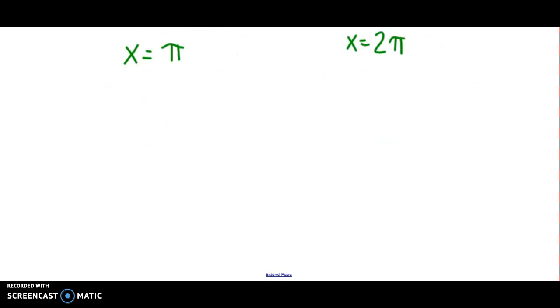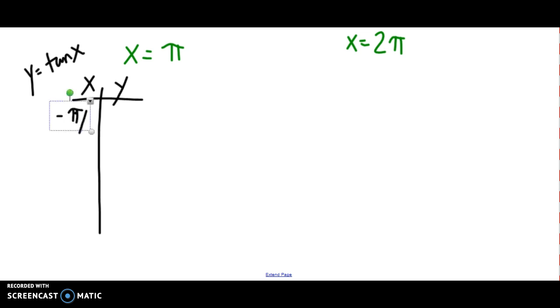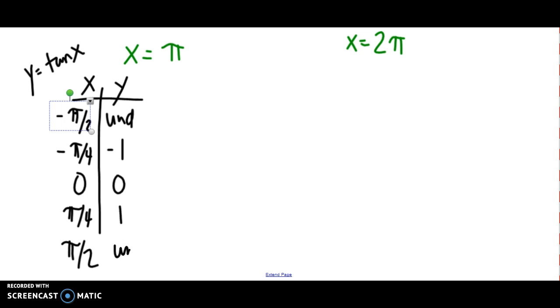So if I look at the parent function of y equals tangent x, my vertical asymptotes were negative pi over 2, then I had negative pi over 4, I had 0, pi over 4, and pi over 2. And remember, my values were undefined, negative 1, 0, 1, and then back to undefined again. So now I'm going to be looking at y equals tangent of x minus 3 pi over 2.